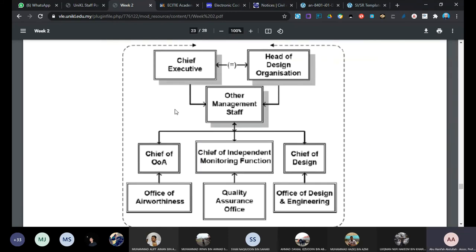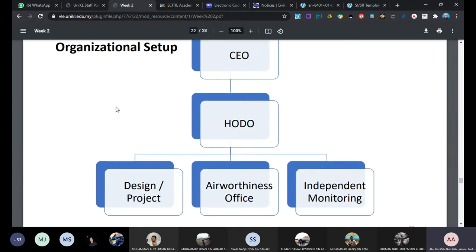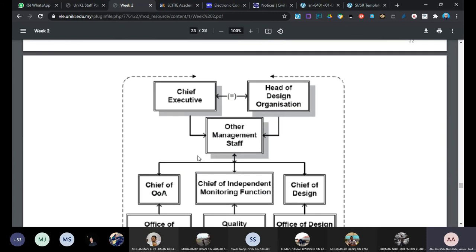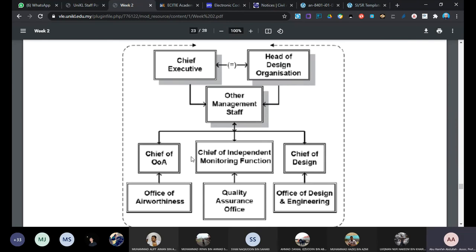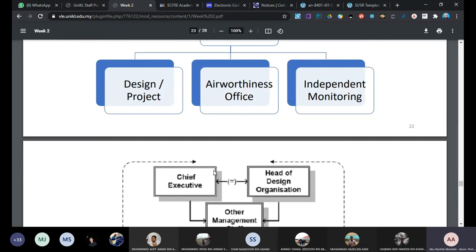Okay, this is another setup. I don't want to go into the detail, but this is the ideal setup. This is an ideal situation. But here it's not ideal. They may use the setup according to their own company philosophy, company operation. It means that this is ideal, but sometimes not so ideal.